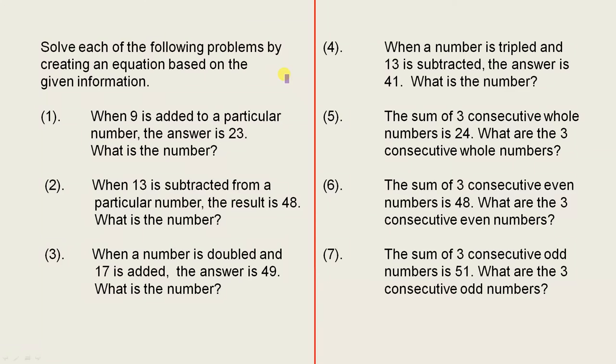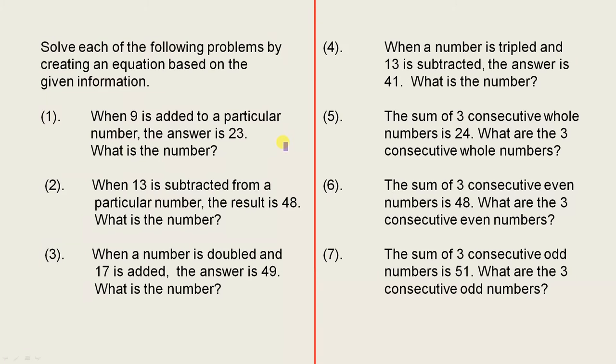Solve each of the following problems by creating an equation based on the given information. So you have to read the worded problem very carefully. After you do that, you transform the worded problem into an equation and then you solve it. That's basically it. So for number 1, when 9 is added to a particular number, the answer is 23.